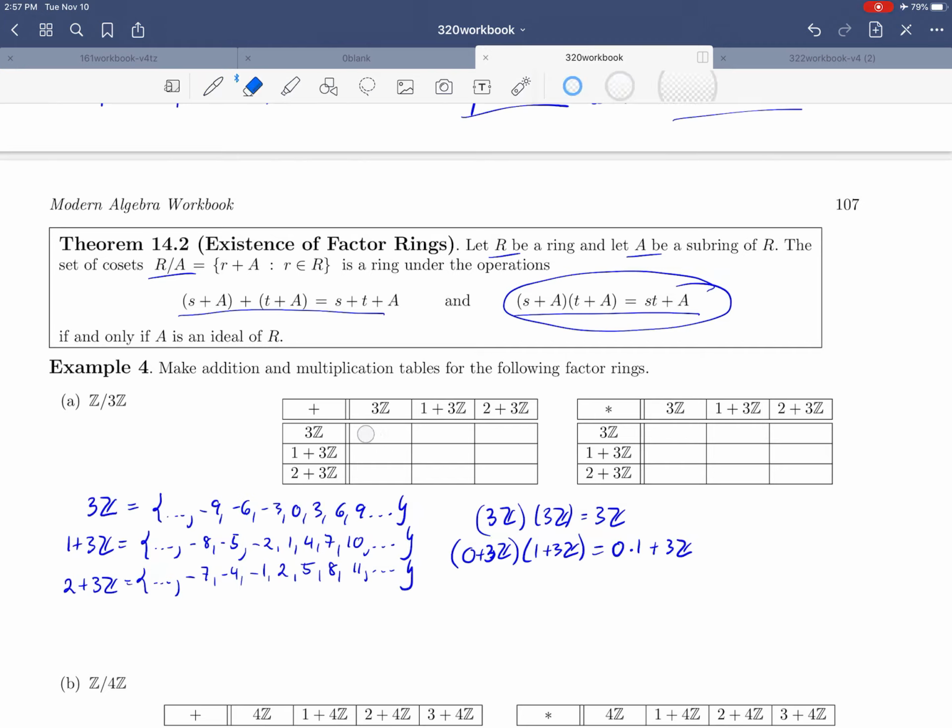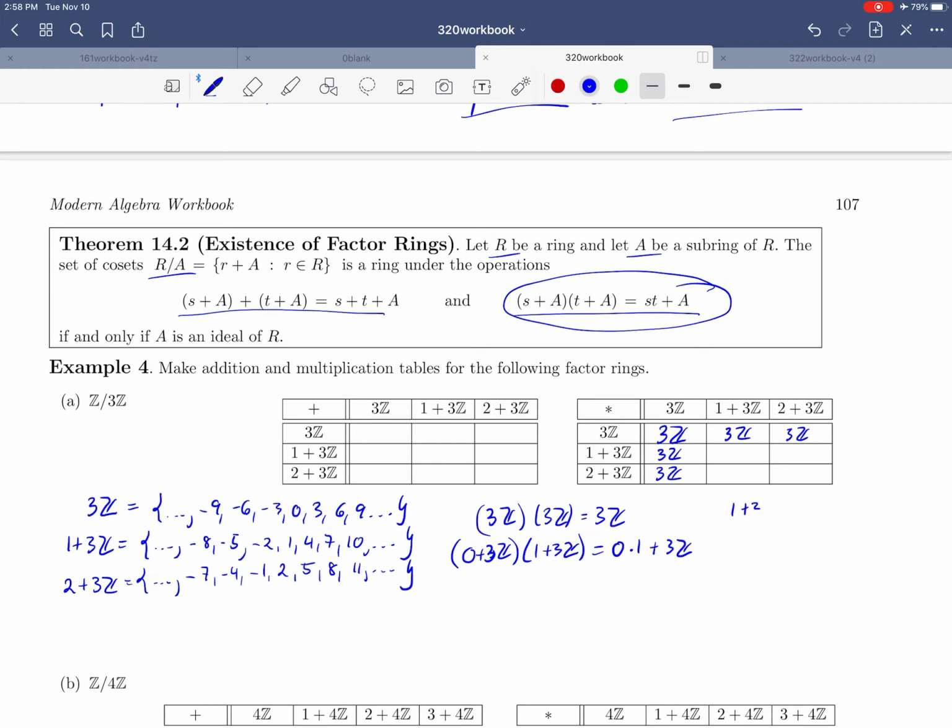Okay. Well, since I'm multiplying, let's multiply. So that's 3Z over here. And apparently, when I multiply 3Z by anything, I get 3Z back. So this is 3Z. This is 3Z. And also in our first column, this is 3Z, and this is 3Z. So that's already a lot of our multiplication filled in.